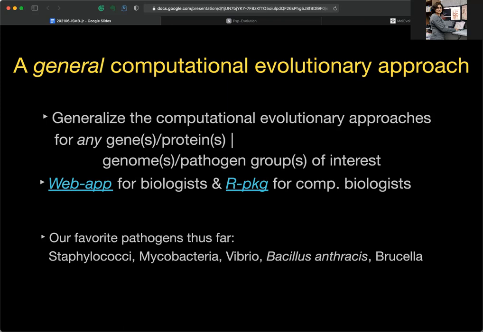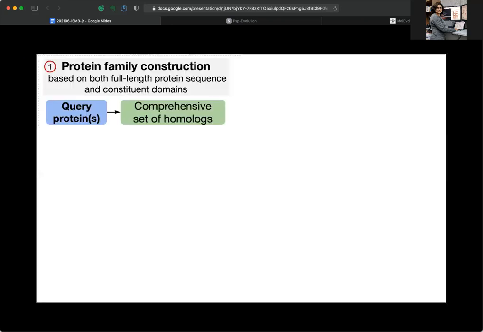A few of our favorite pathogens for the past couple of years have been Staphylococci, Mycobacteria, Vibrio, Bacillus anthracis, and Brucella. So we have tested several parts of our approach on these different pathogens and really cool questions there. And I'll be showing you that in a little bit.